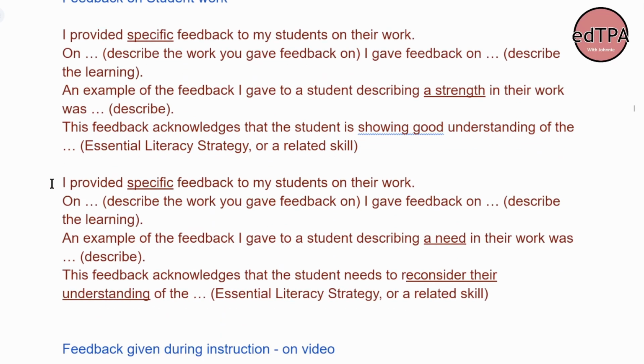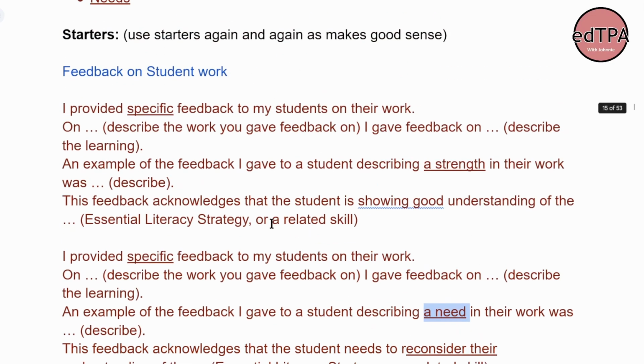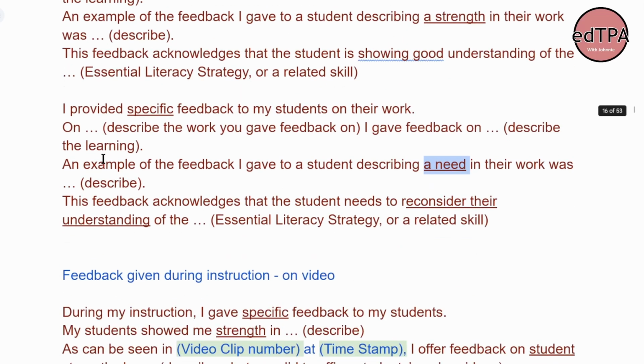Continuing, I provided specific feedback to my students on their work. On, describe the work you gave feedback on. I gave feedback on, describe the learning. An example of the feedback I gave to a student describing a need in their work was, this feedback acknowledges that the student needs to reconsider their understanding of the essential literacy strategy or a related skill. So you're doing strengths and you're also doing needs. Okay? So this is things that you would write on students' work.